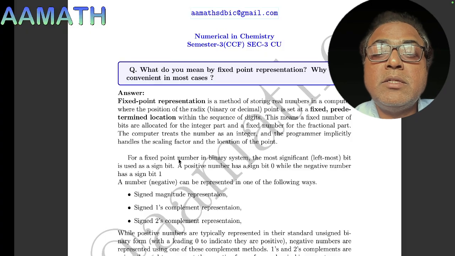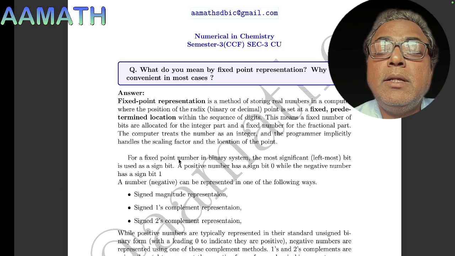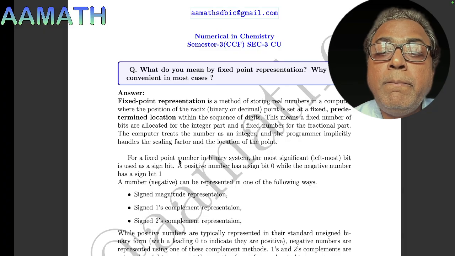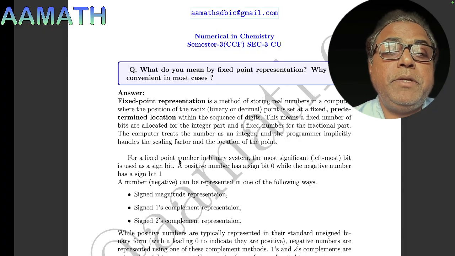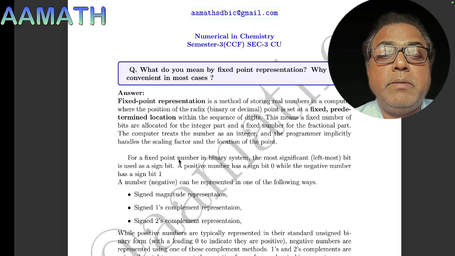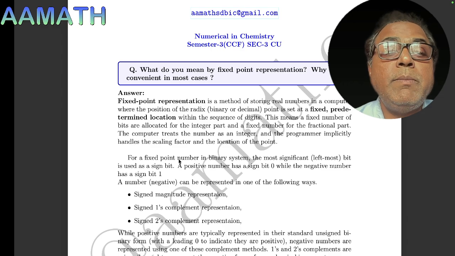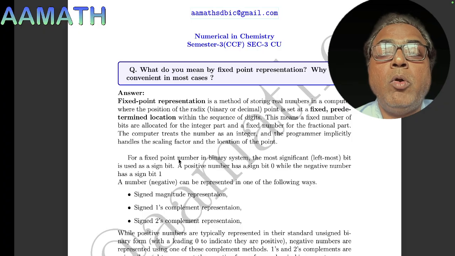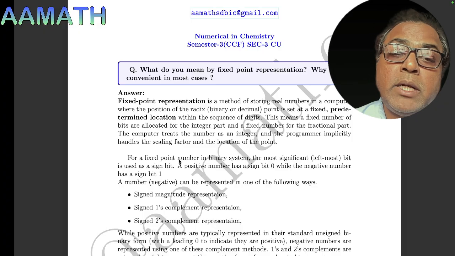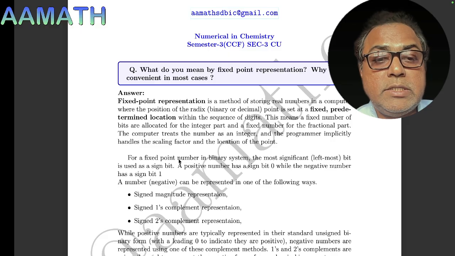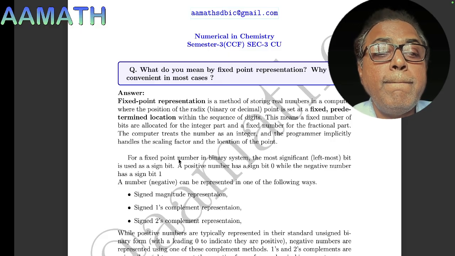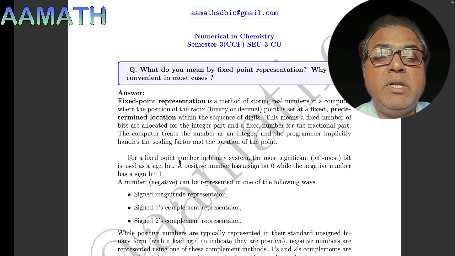For a fixed point number in the binary system, the most significant bit, MSB, that is the leftmost bit, is used as a sign bit. For a positive number, the sign bit is 0, and for a negative number, the value of the sign bit is 1. Now, a negative number can be represented in one of the following ways: either sign magnitude representation, signed one's complement representation, or signed two's complement representation.